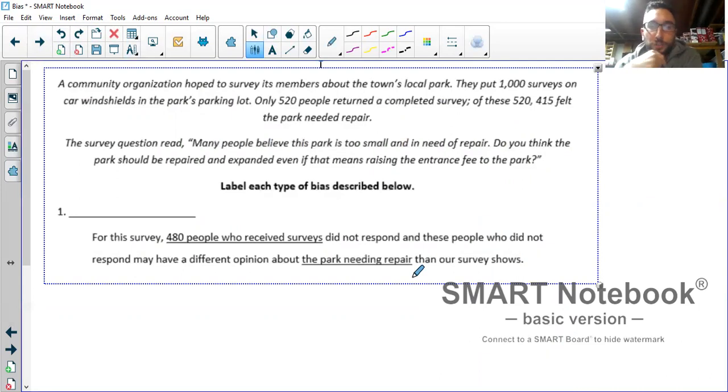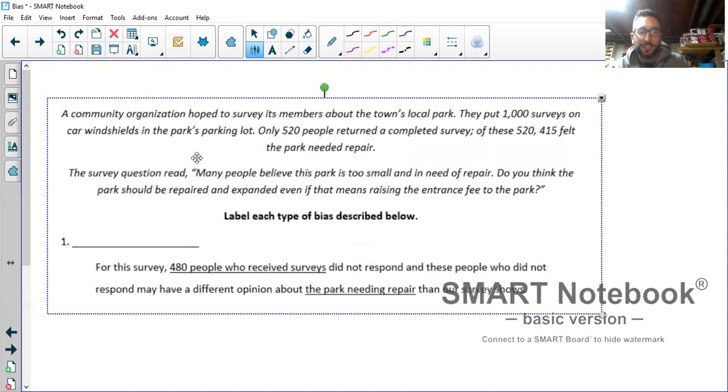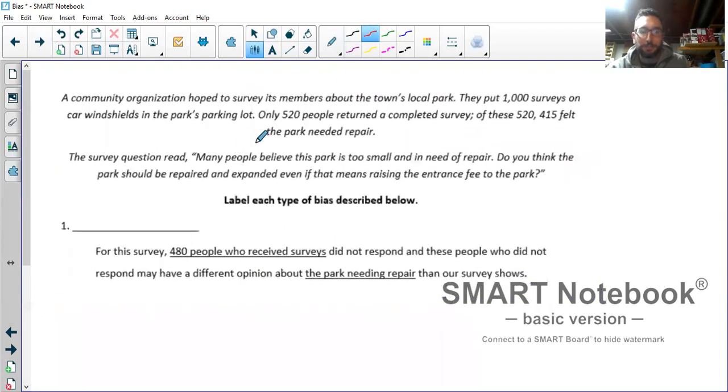So we've got a community organization. They're going to survey members about a town's local park. They put 1,000 surveys on car windshields in the parking lot. Think about what method that is. 520 people returned a completed survey. Of these 520, 415 said the park needed repair. They give us the survey question here. And this asks us to name each type of bias.